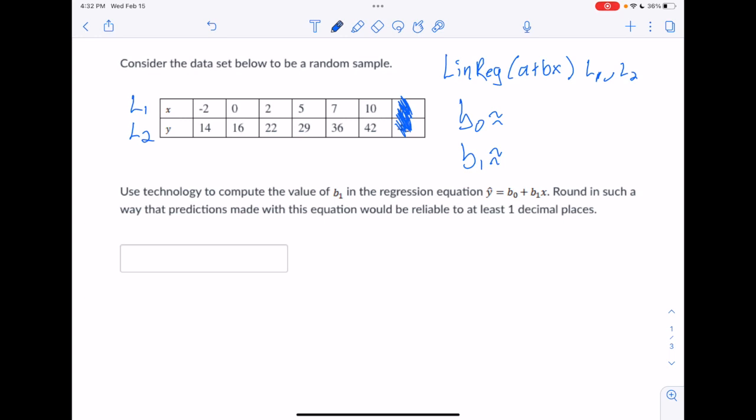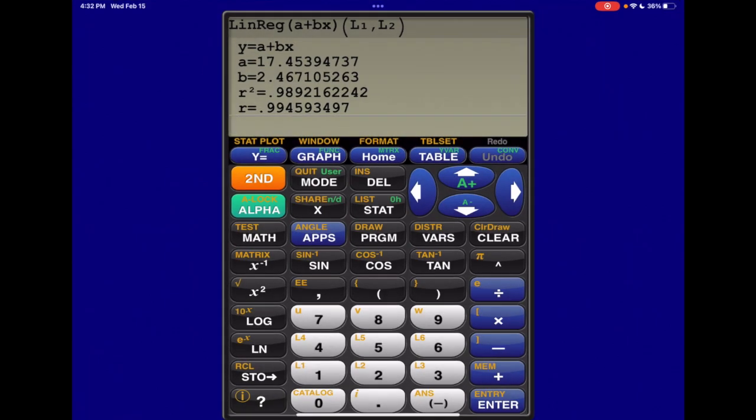So for the b1, we had 2.467105. Let's see how far that went. 105263.